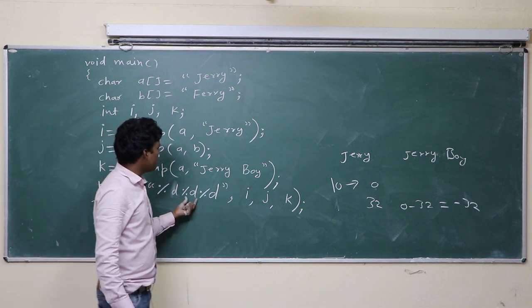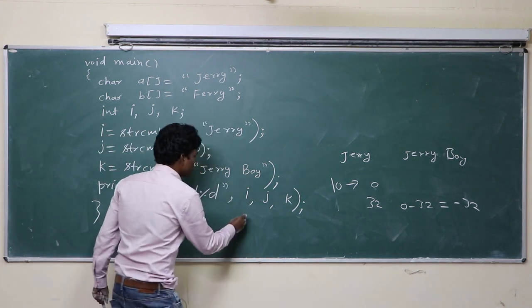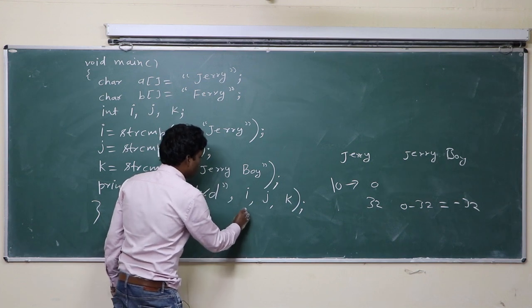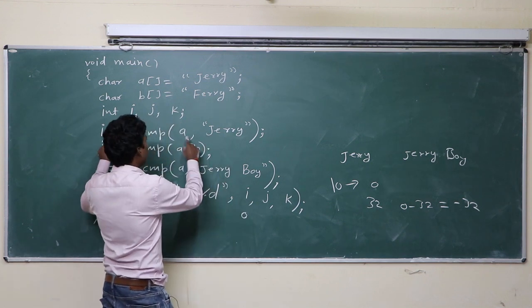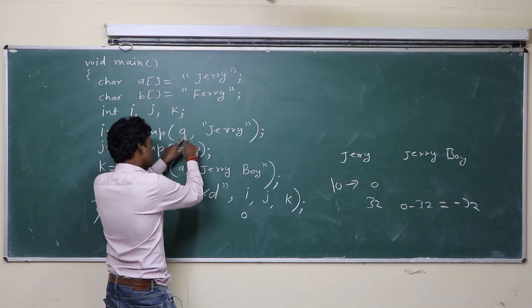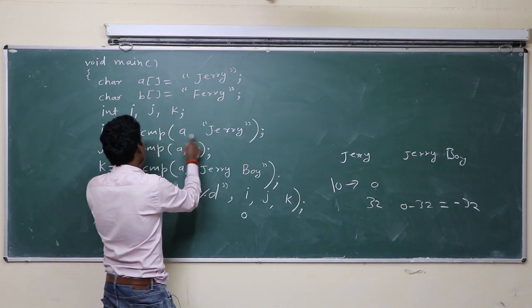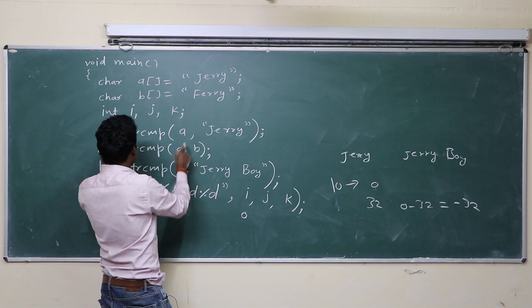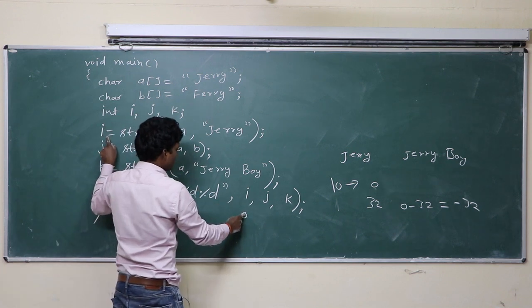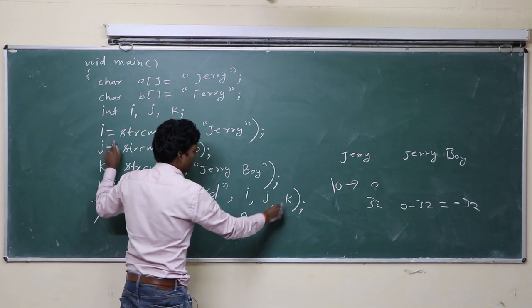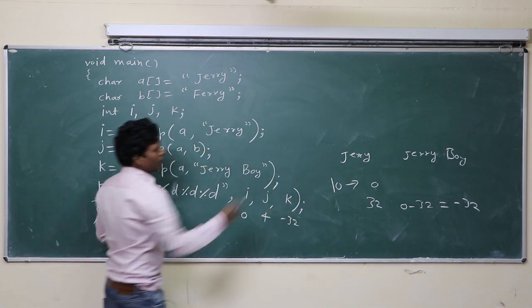When you print %d, %d, %d for i, j, k, in place of i the result will be 0, because here a and Jerry are both equal. Here is Jerry, here is Jerry. Both are equal, so there is no difference, and 0 is assigned to i, that's why here is a 0, and here is a 4 and here is a minus 32 according to this.